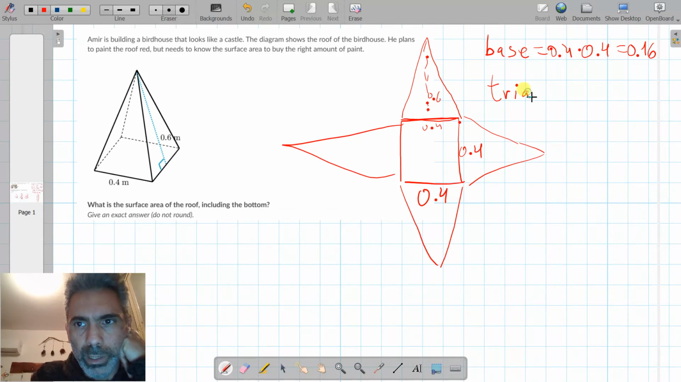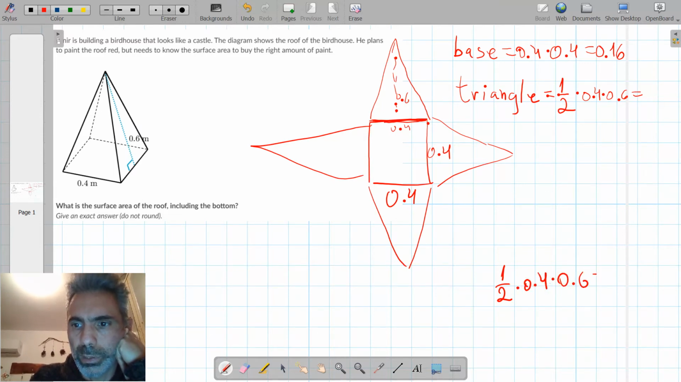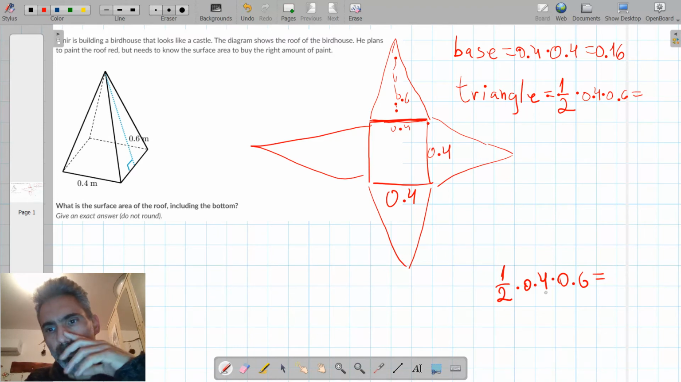Now each triangular face has an area of 1/2 times the base of the triangle times the height of the triangle, which is 0.6. This equals, okay, 1/2 times 0.4 times 0.6. 1/2 times 0.4 is 0.8.